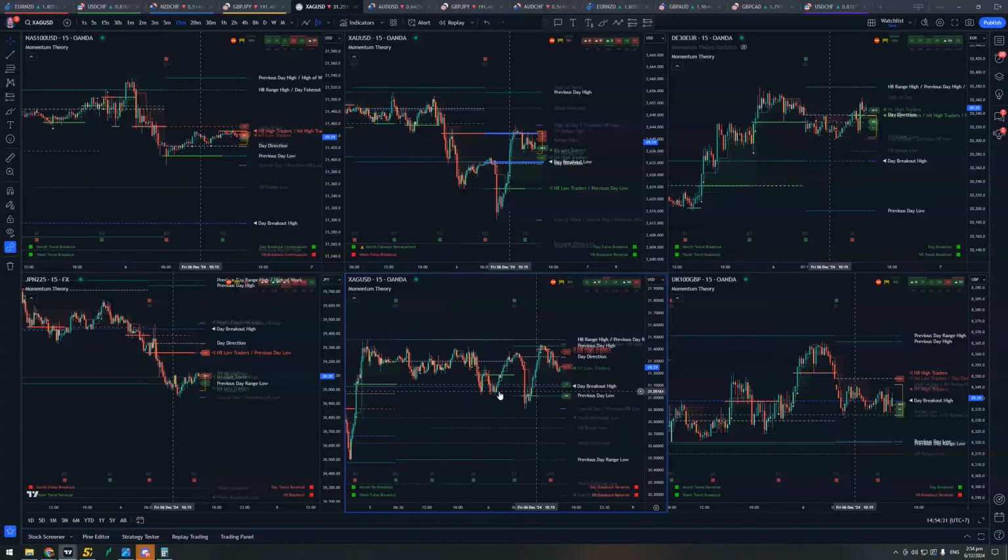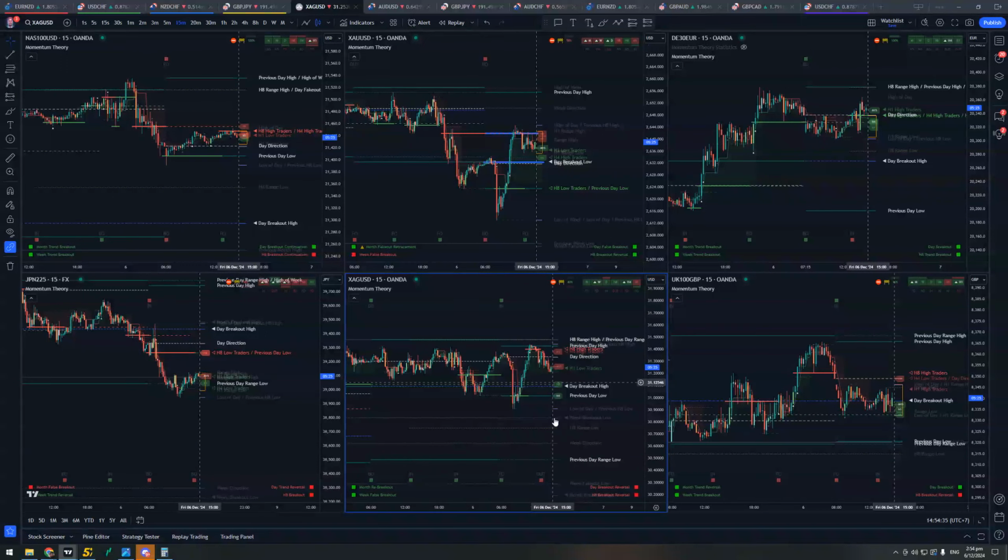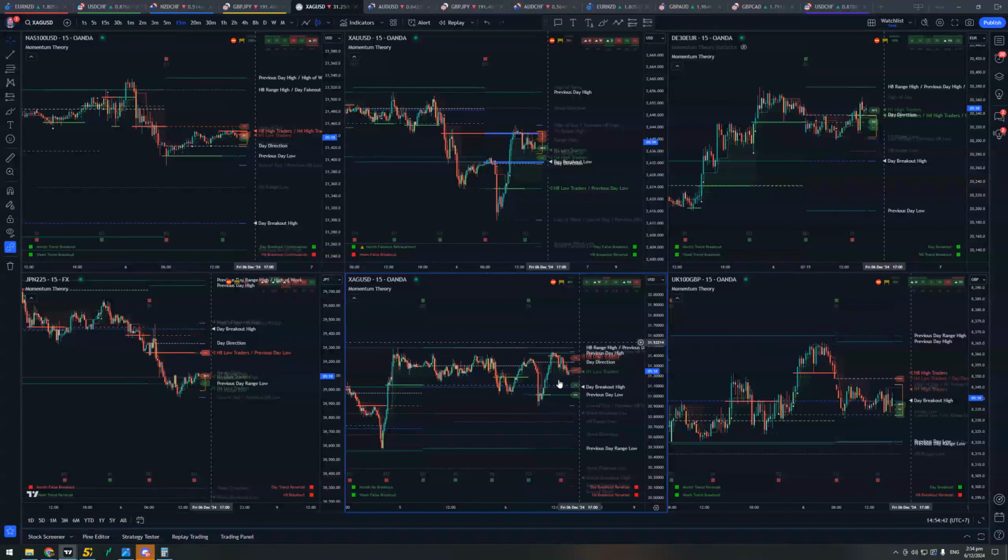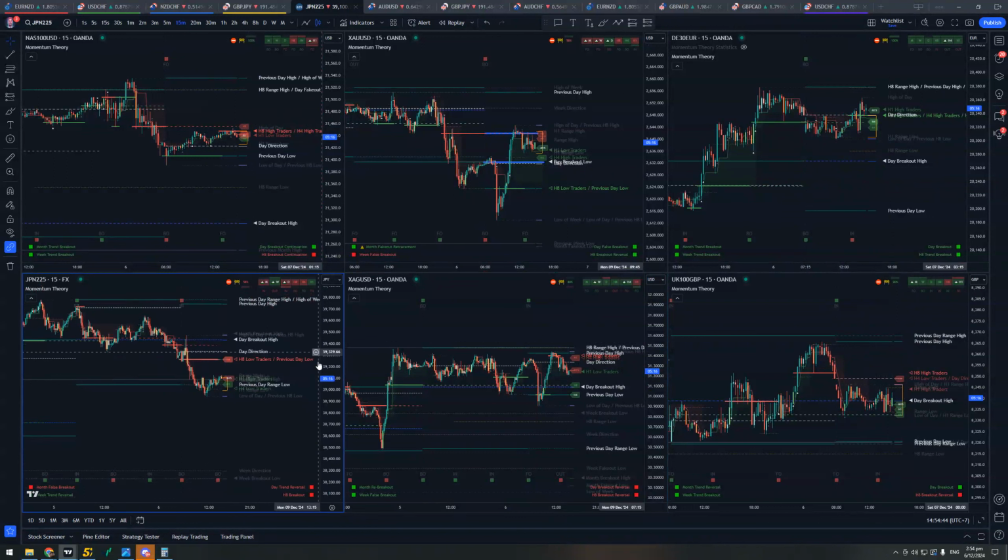It's bullish. H8 breakout level and daily breakout level are both bullish. Outside day need to triggered both the low and the high. So a little bit confusing on this one.